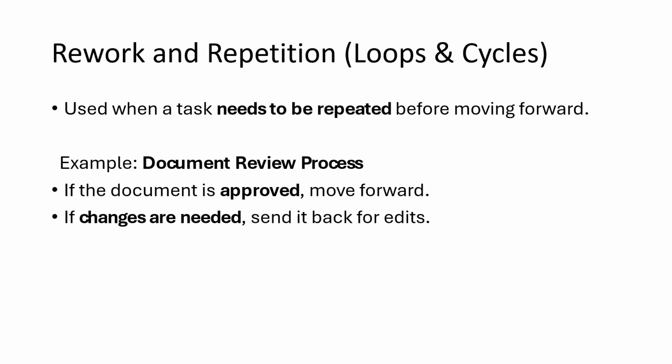Rework and repetition. Loops or cycles, used when a task needs to be repeated before moving forward. Example, document review process. If the document is approved, move forward. If changes are needed, send it back for edits.